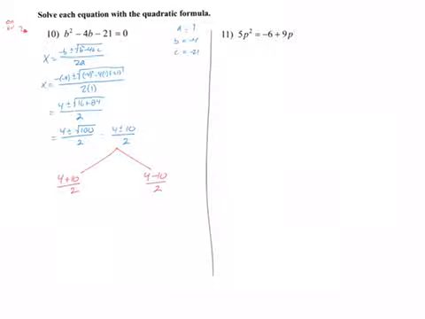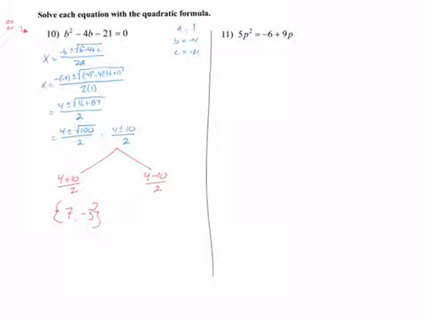4 plus 10 is 14. 14 over 2 is 7. 4 minus 10 is negative 6 over 2 would give me negative 3. So those would be my two options there for x. X is equal to negative 3 or 7.